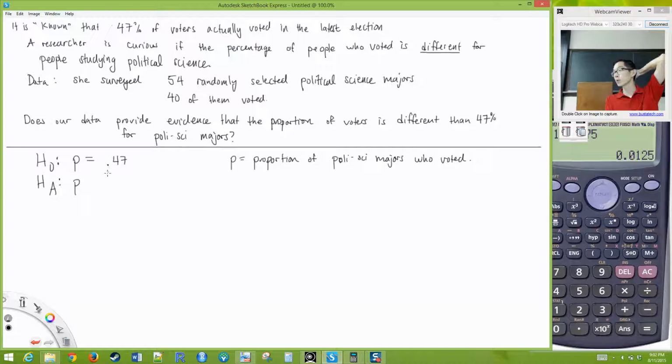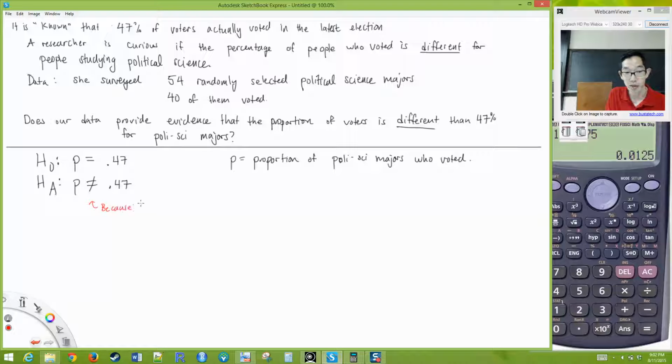Okay, and so in one hypothesis, we're saying, yes, it's the same. It's 47%. And in the other hypothesis, we're saying it's not the same. We're saying it's different from 47%. Okay, and that's because the question just says, is it different? If the question said, does it provide evidence that the proportion of voters is greater than 47%, then we would put a greater than sign. If it says the proportion is less than 47%, then we would use less than. Okay, but because the problem says different, this means we use a not equal sign. Is that okay with everybody?